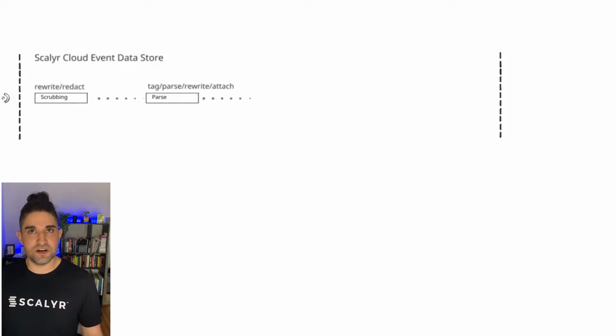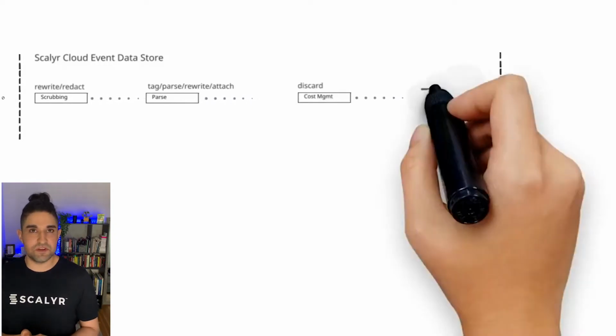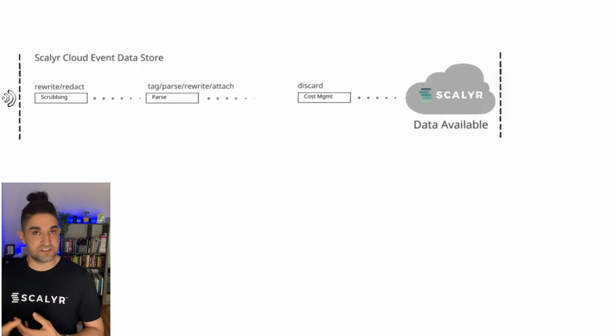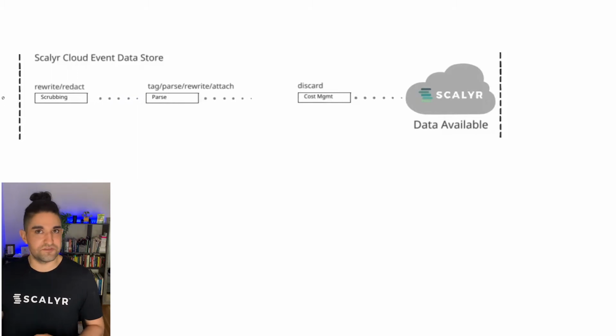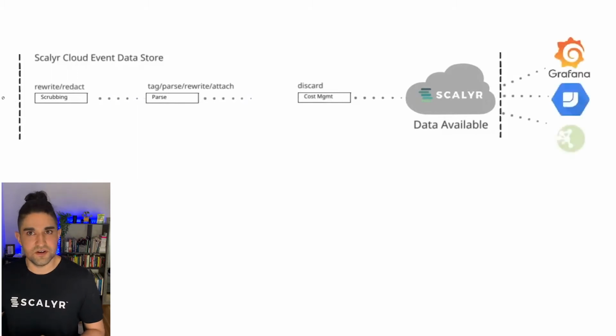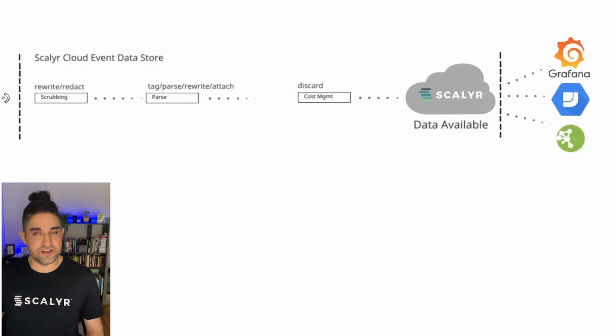Parsers are very powerful, and they allow you to do both. Once the data is parsed, it goes to the cost management step, which gives you a centralized repository for all of your discard rules. From there, the data is available to you in the Scalyr UI, and you also have the option to utilize one of the many integrations, such as Grafana or Google Data Studio, or just grab it from the regular REST API. So that's how the data pipeline works.